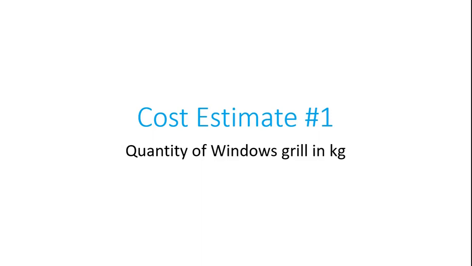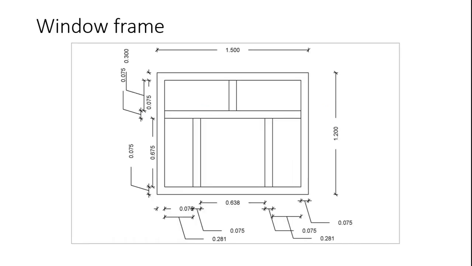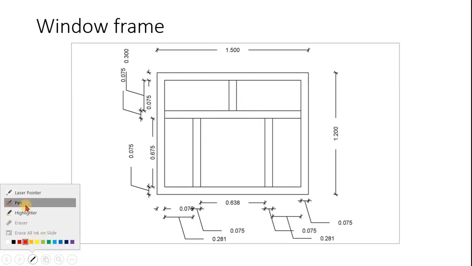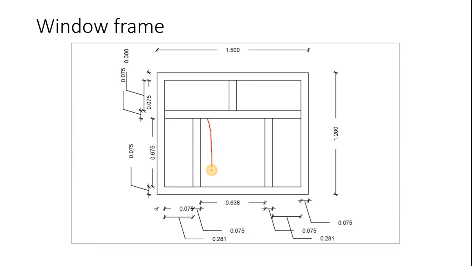This is the first tutorial in cost estimate and we will calculate the quantity of windows grill in kg. Let us suppose this is our windows grill. Now within this frame we are going to calculate the grill quantity. We are assuming the grill to be a vertical and horizontal arrangement in each opening.